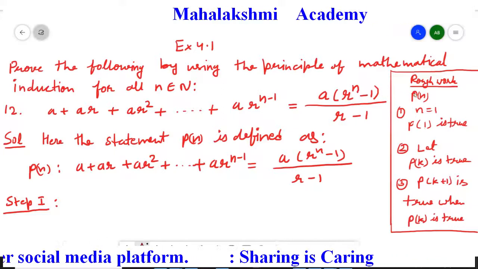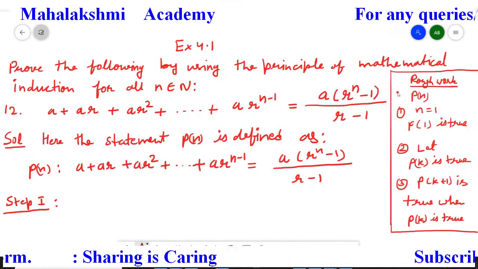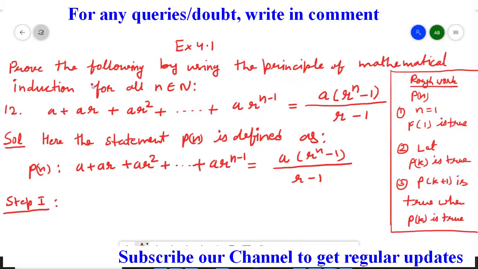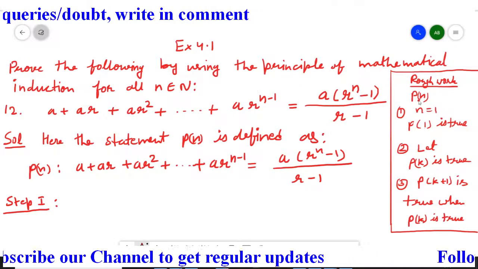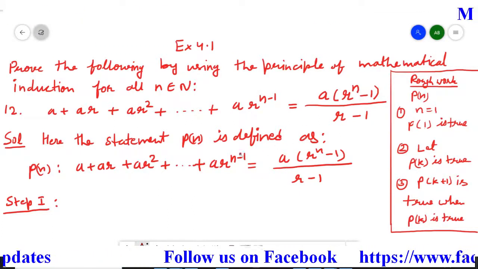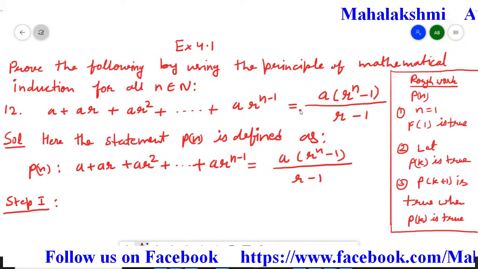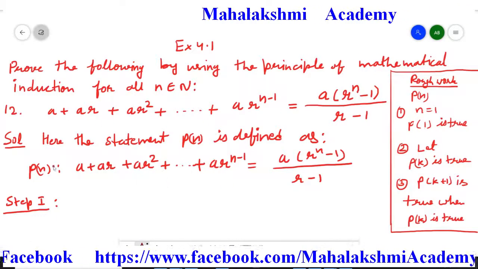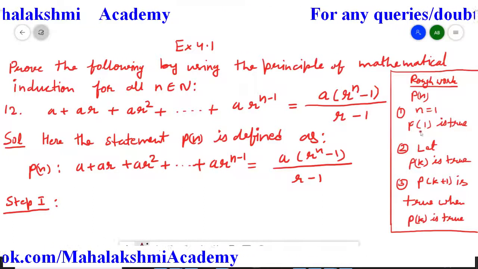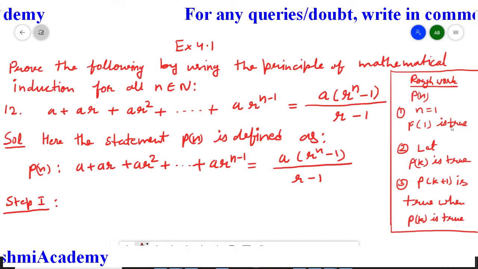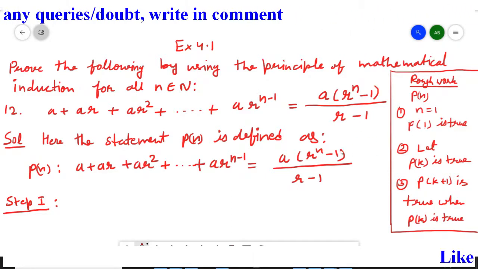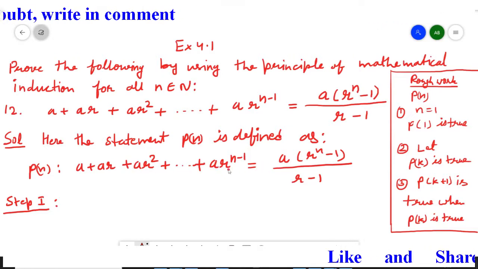Mainly, the principle of mathematical induction completes in 3 steps, which I wrote in the rough work. First we have to assume this mathematical statement as Pn. Whatever the mathematical statement is, you just assume it as Pn. Now in step 1, for n equal to 1, we have to prove that P1 is true. That is, 1 is a natural number.